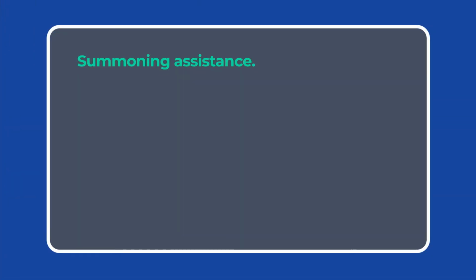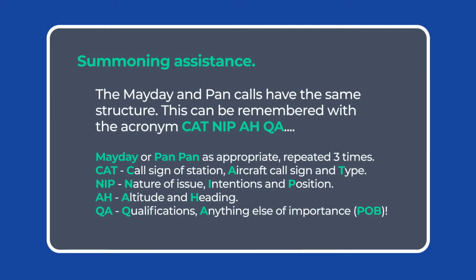Other than the level of immediate danger, Mayday and Pan calls are very similar and have the same structure. The call is preceded by Mayday Mayday Mayday or Pan Pan, Pan Pan, Pan Pan as appropriate. This is followed by the call sign of the ground station, the aircraft's call sign and its type. Next, the nature of the emergency and the pilot's intentions and aircraft's position are given. Then the altitude and heading is provided. Finally, the pilot's qualifications and anything else that will help the controller is given.